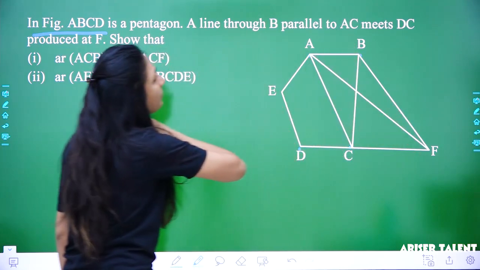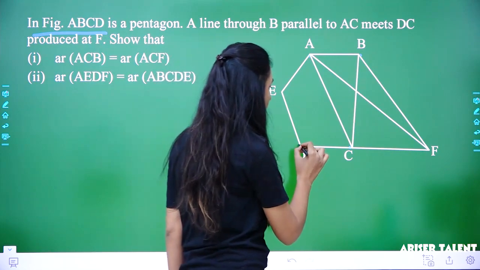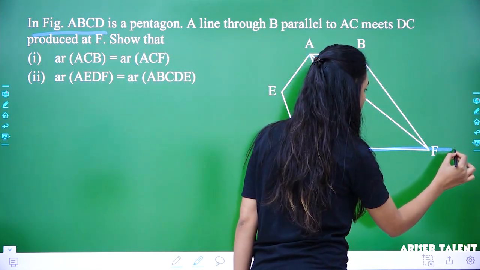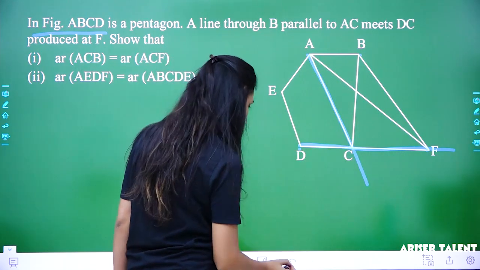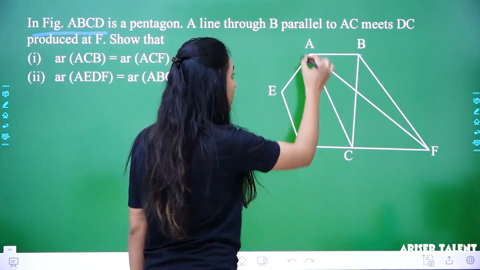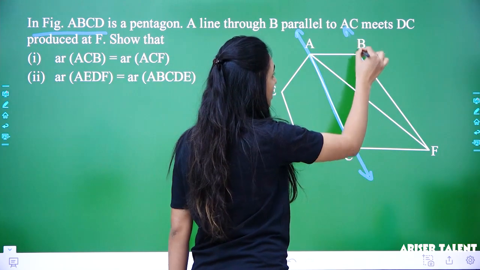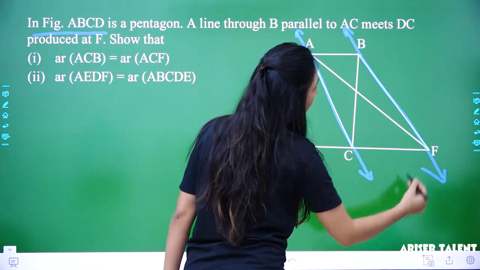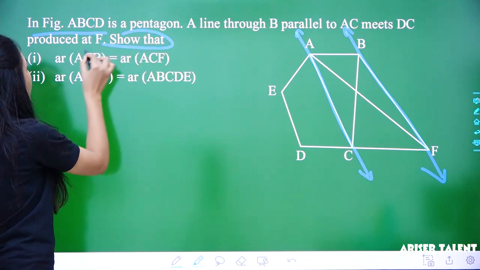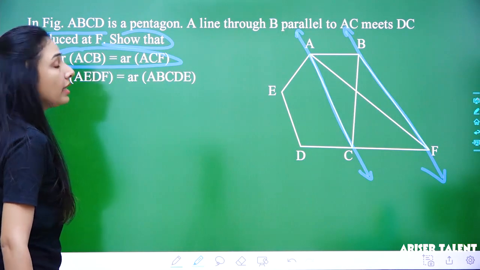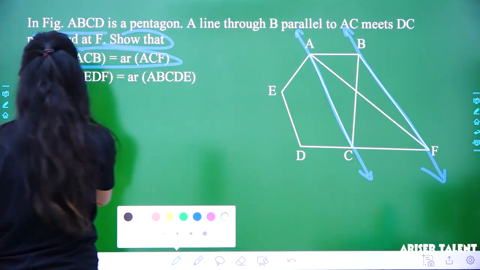It meets DC produced at F. So this DC is produced and it meets here at F, so that this AC is parallel to this BF. Now we have to show that area ACB equals area ACF. So let's work on that proof.